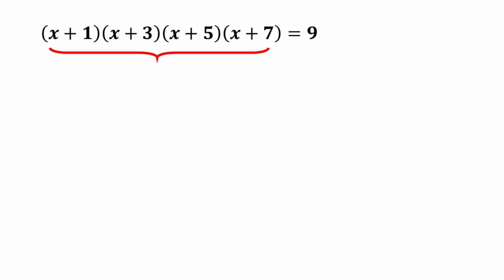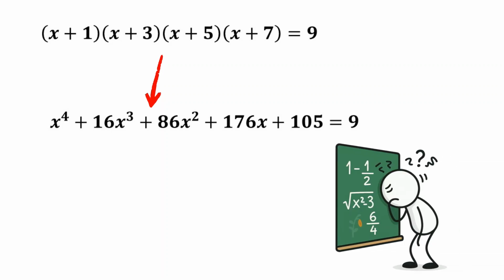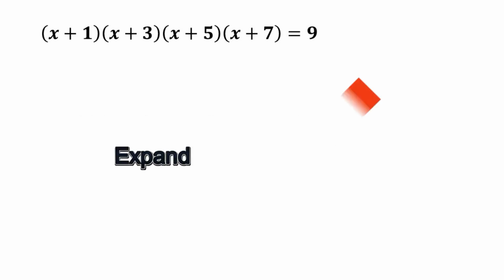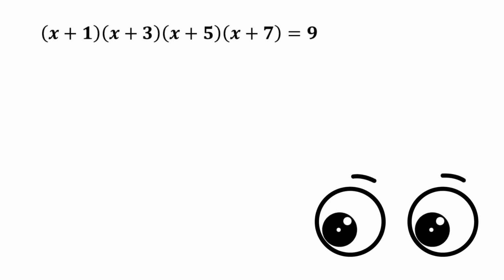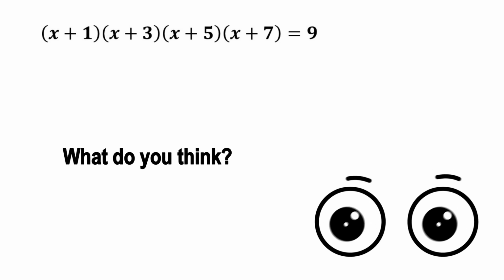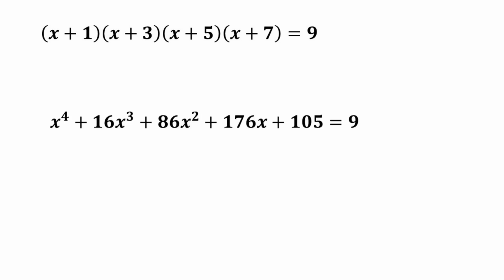Because if you expand this expression directly, you'll end up with a quartic equation, and solving that becomes really, really hard. So expanding it might not be the most helpful approach here. By the way, take a moment to look at this quartic expression. What do you think? How many values of x do you expect we'll get? Since we have a quartic expression, which means the degree here is 4, it's natural to assume we'll get 4 values for x. Or do we?